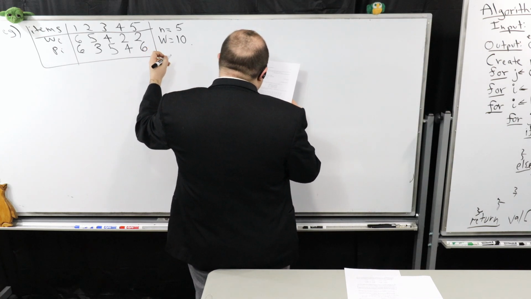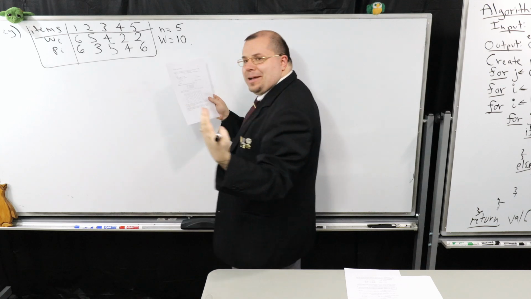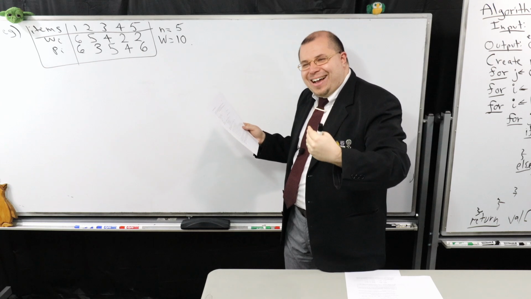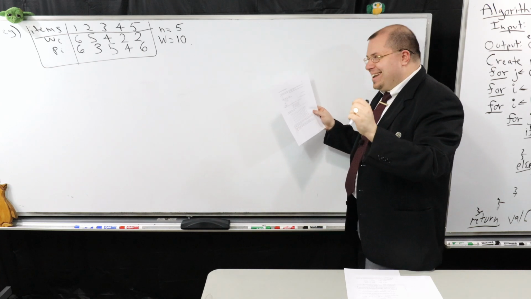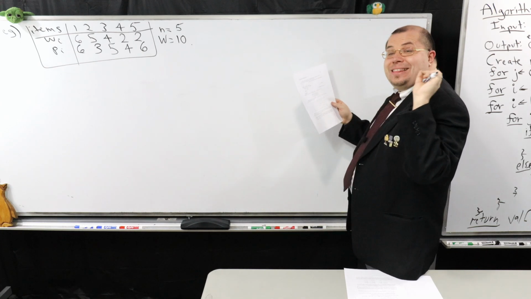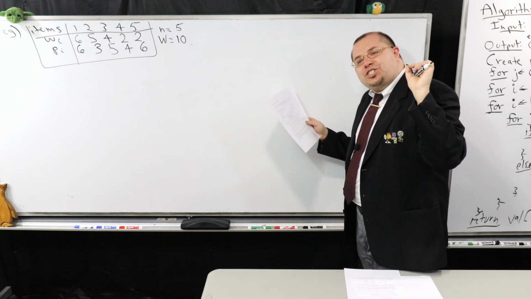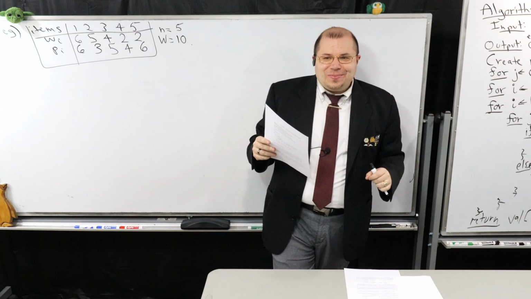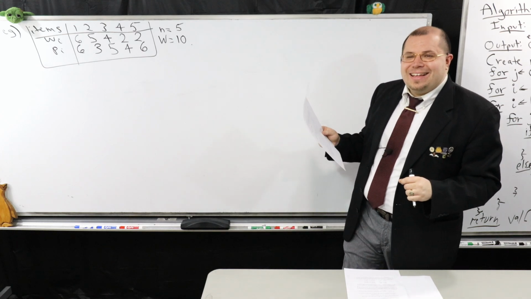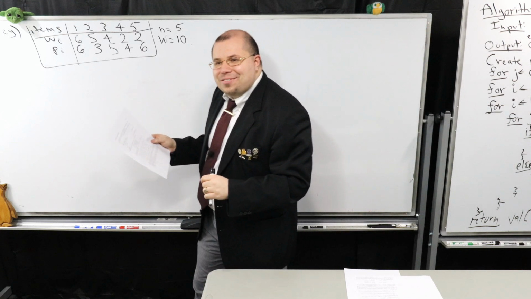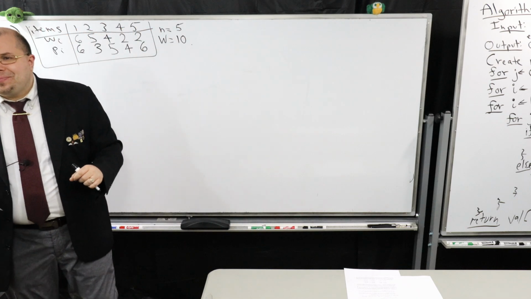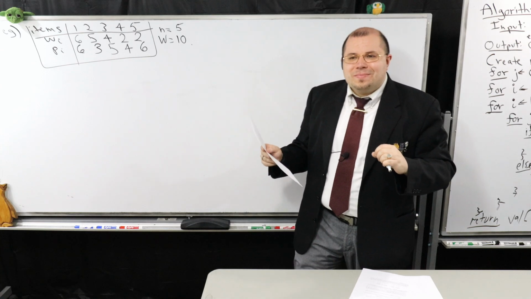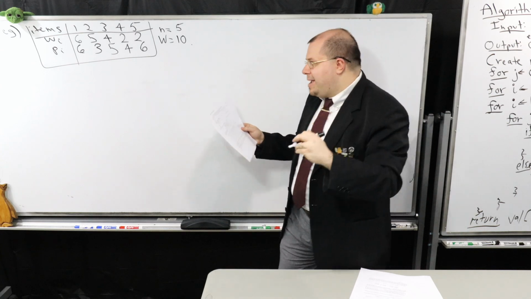Anyways, let's do what the algorithm tells us to do. Sorry, I just lost it. So remember, in the algorithm, what is the first thing we do? Somebody tell me. What's the first thing we do? Yeah, I create the table, right?